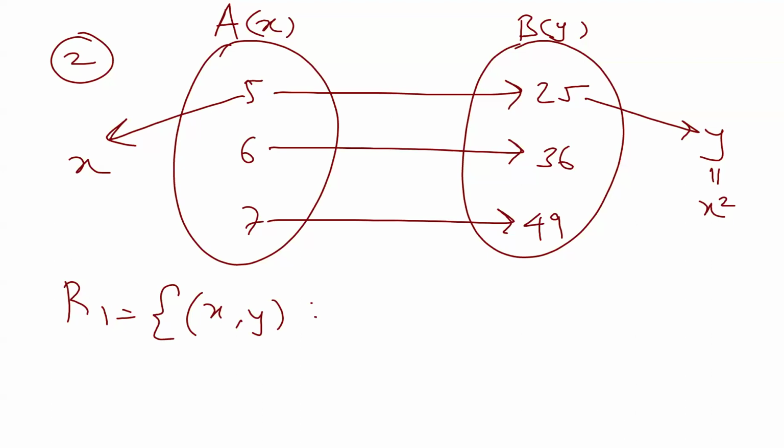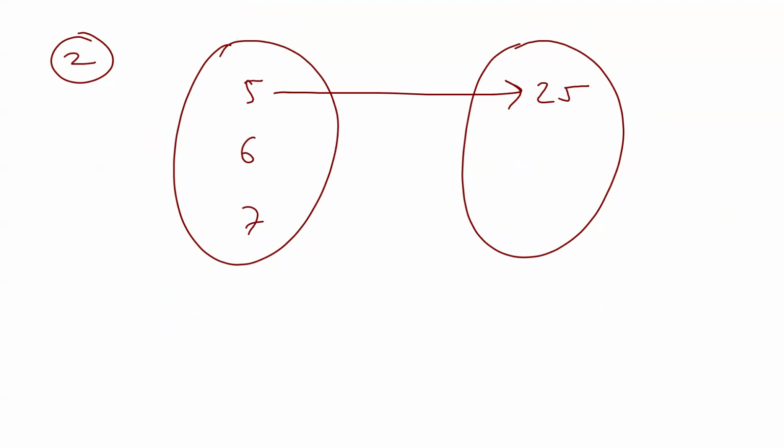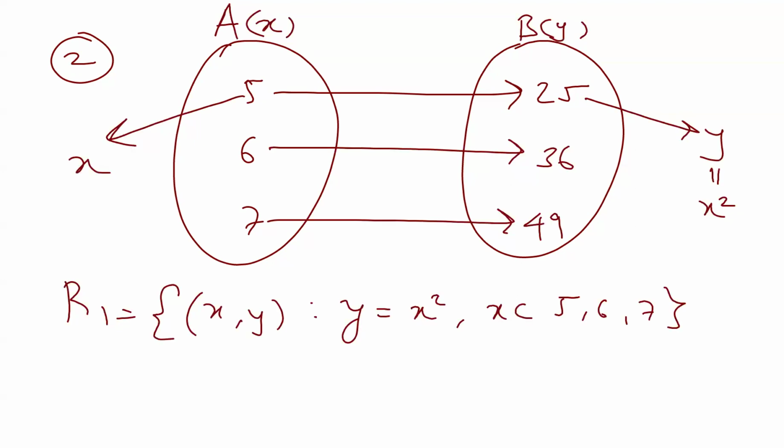If this is X and this is Y, don't you feel Y is equal to X square? 5 square is equal to 25. So how are X and Y related? We'll write Y is equal to X square. Whatever value of X we put, it will be squared. And it is true for all the three cases. But this is only specific for 5, 6, and 7. So X belongs to 5, 6, 7. That also we need to specify. It is not true for all real values or all integer values. It is only true for 5, 6, and 7. So this is how we present. So this is the set builder form.